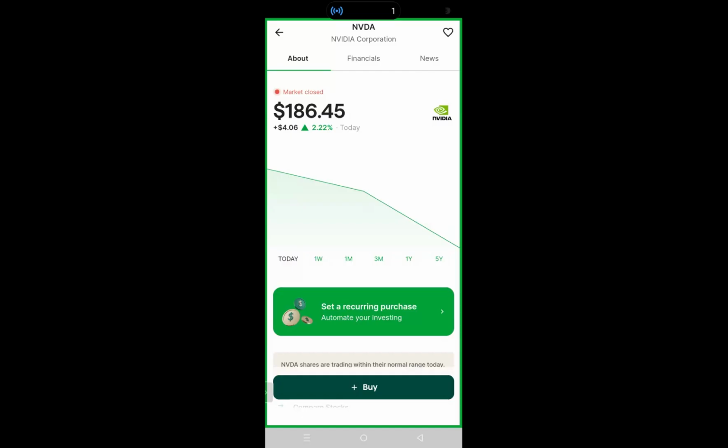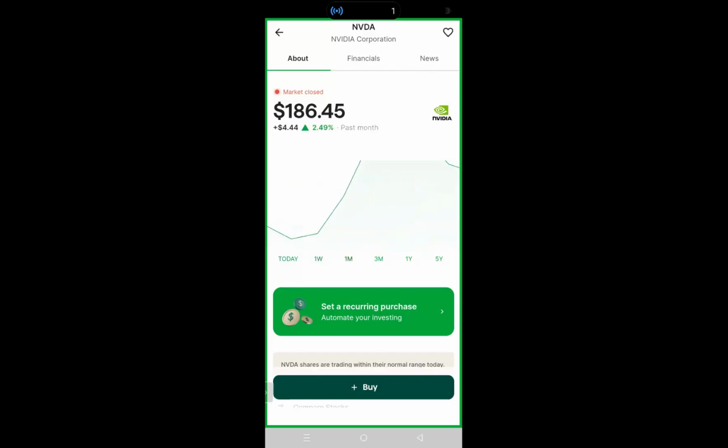1W means 1 week, the market trend for the past 1 week. We have 1M, which is the market trend for the past 1 month. 3M, the market trend for the past 3 months. So let me just go. I've clicked on the 1W. You can see how the chart is looking, up, a bit down, up.